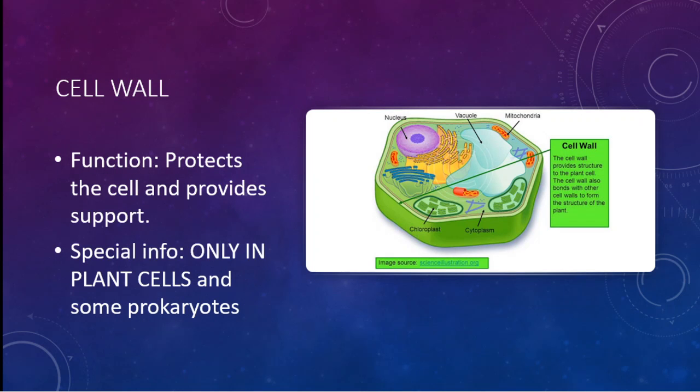The cell wall. It is on the outside of the cell membrane. It protects the cell and provides support. And the special information is it's only in plant cells and some prokaryotes, which are simpler cells. So the cell wall is actually on the outside of the cell membrane, and these are only in plant cells. They have these so that they don't fall over and don't break. The wind can blow on them, and it won't break the plant. So this cell wall is only in plants, not animals, only in plants.